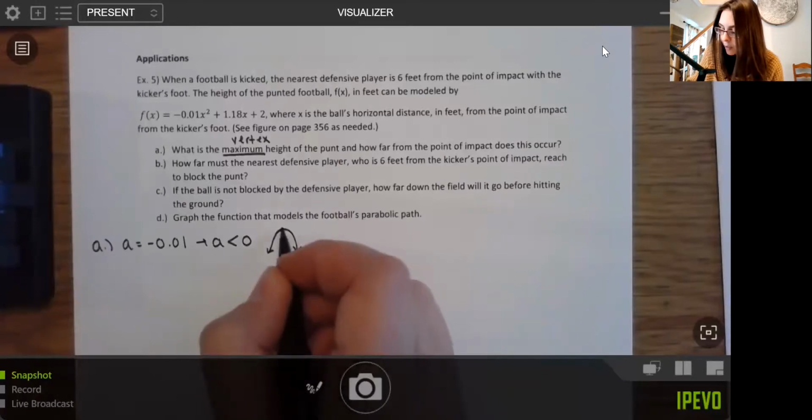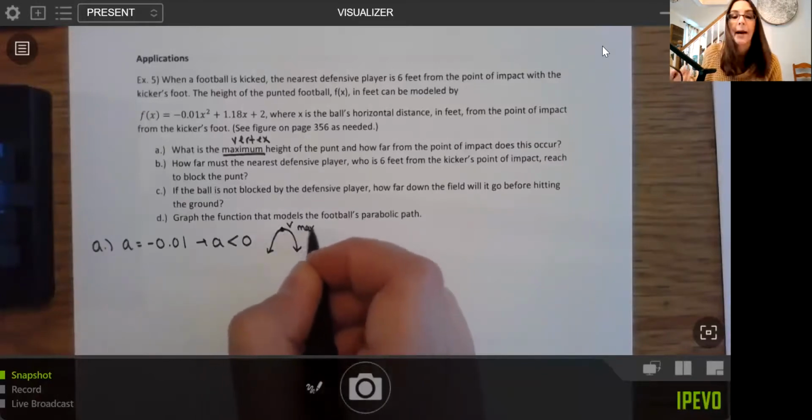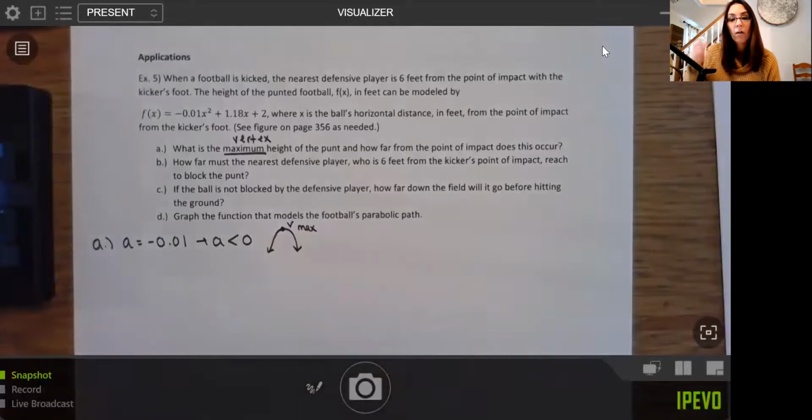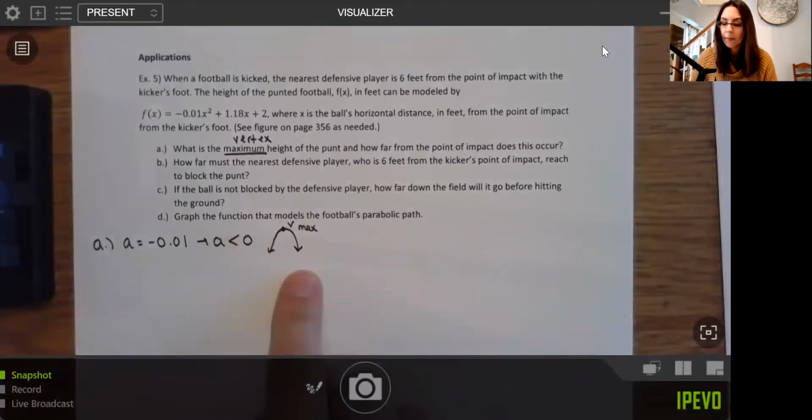That means that your vertex is going to occur at that maximum point. So our graph is going to be that upside down U shape, which makes sense. If you think about kicking a football or throwing an object, it's going to go up and then eventually it's going to start coming back down. So you have this upside down U shape, and your vertex is going to be the maximum height that it's going to reach. So we're going to find the vertex here.